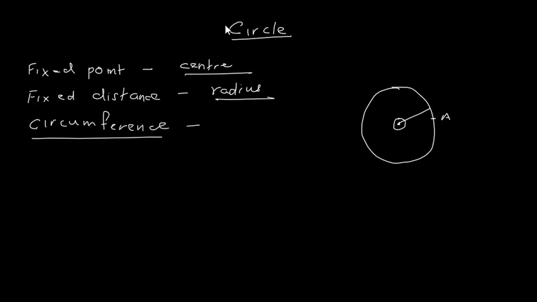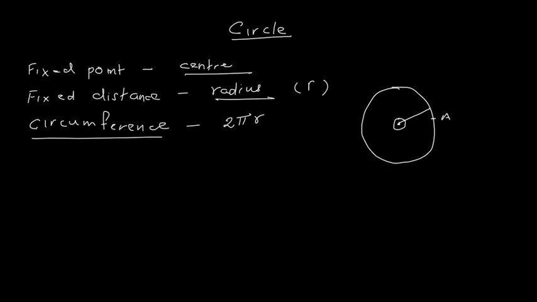Now this fixed distance, radius, generally we denote with a small r, that stands for radius. The circumference of the circle is related to the radius. As we increase the radius, the circumference will also increase. And there is a formula by which we can calculate this total length, which is 2 pi r.